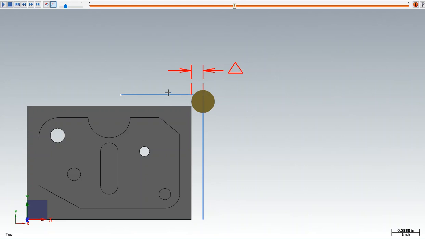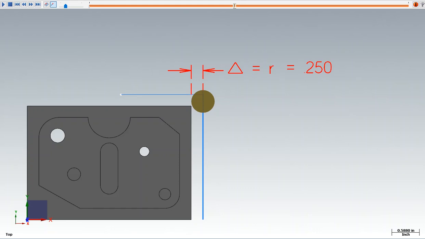Square corners are nice and easy because we know that the center of the tool has to go past the corner by the amount of the radius of the tool. The radius of the tool in this case, 1/2 inch end mill. So the radius of the tool is 1/4 inch, .250.